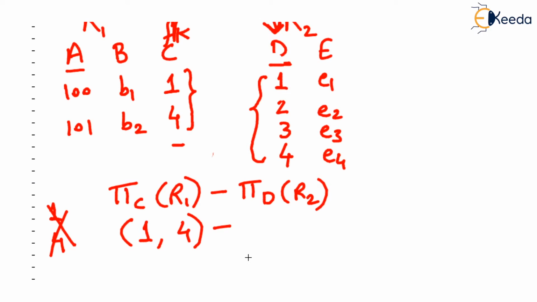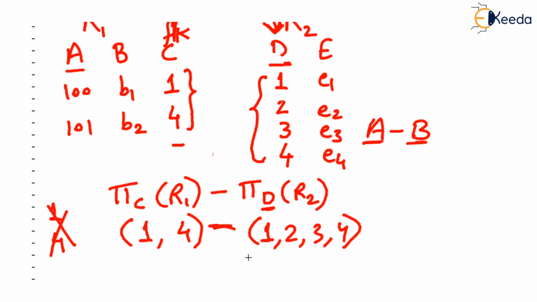Minus project the values of D under R2. Now, D has 1, 2, 3, 4. These are the values of D. What do you remember about the minus operation? If A and B are two sets, A minus B will produce the result which contains the values that are present in A but not present in B. Just observe the values that are present in the first relation. 1 is also there in the other relation. 4 is also there in the other.